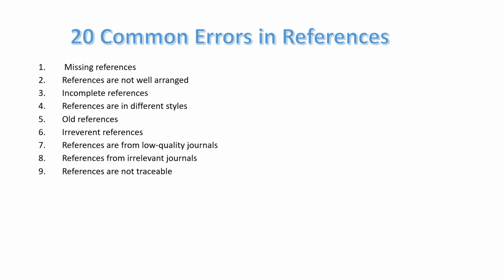And then the references are not traceable. You are giving some references, but when an editor or reviewer tries to trace these references, they are not present. So you must check all references there, so that they can be traceable.